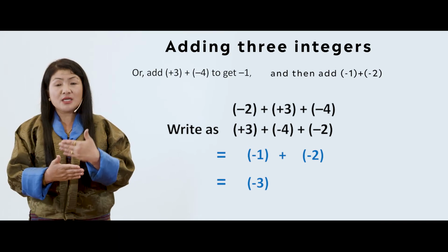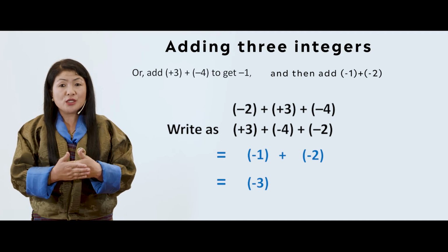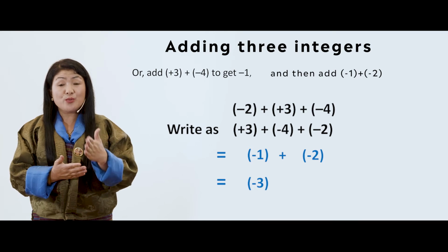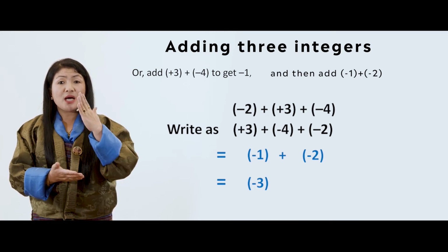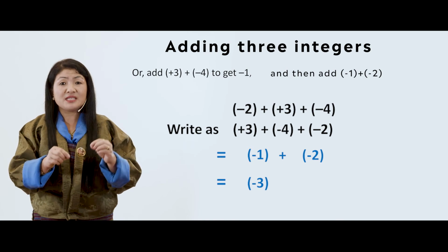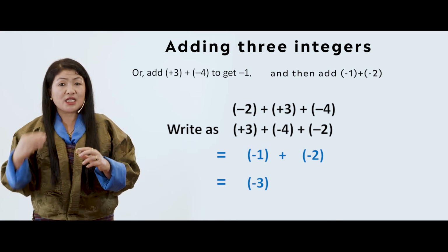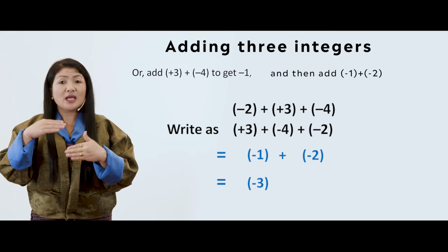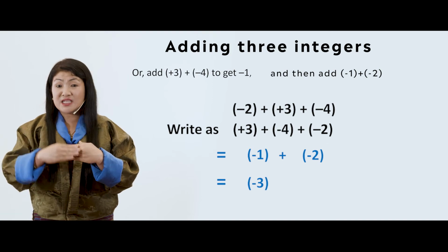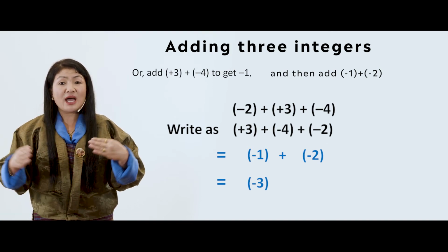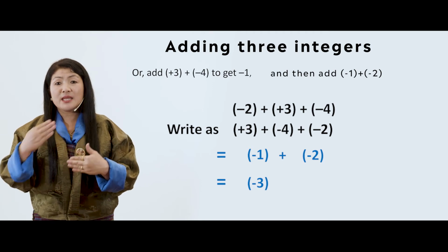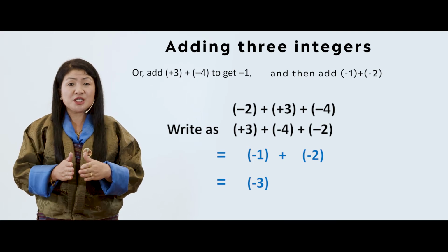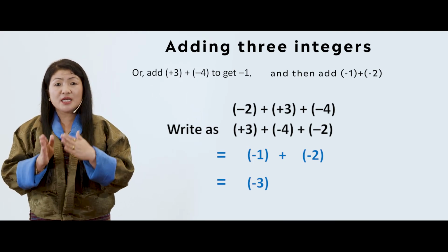We can add 3 integers without using models also, and you can see it there clearly. Negative 2 plus positive 3 plus negative 4, you can rewrite as positive 3 plus negative 4 plus negative 2. Then you add positive 3 and negative 4, you will get negative 1. That negative 1, you add it with negative 2, you will get negative 3. This is an example of the associative property of adding integers.